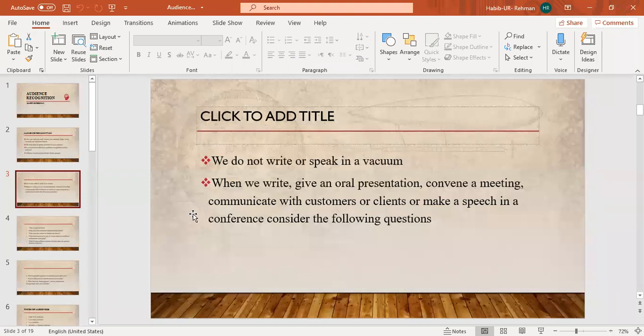So when we write something, let's say an article about artificial intelligence, or we give an oral presentation, or we convene a meeting, all these concepts involve an audience. I mean, there should be some people who are part of this communication. So that is your audience.